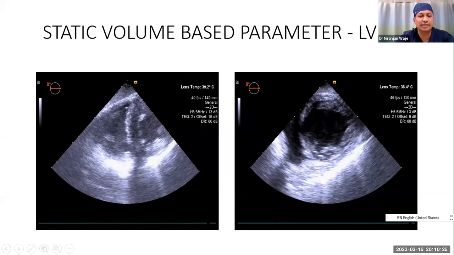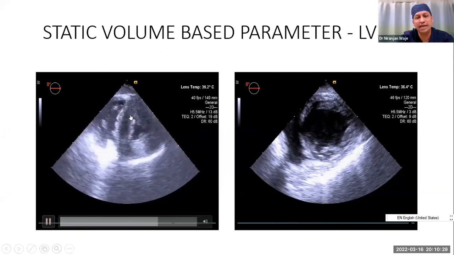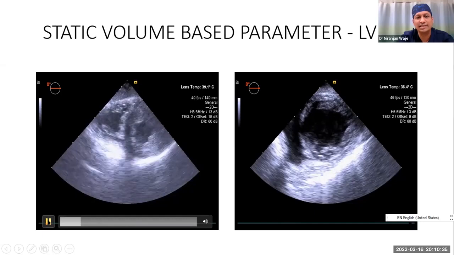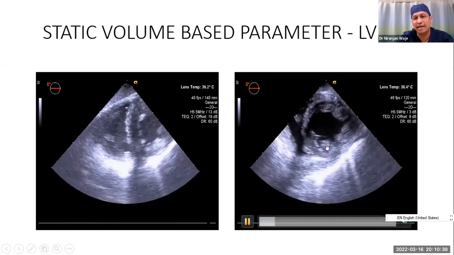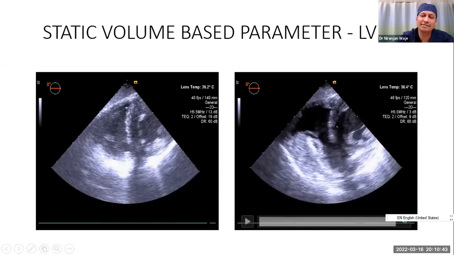On the left-hand side, this is a mid-papillary view. This is the commonest view, which we see again and again. This is the LV, this is the septum and the RV. On the left-hand side, you can see the septum and all the walls of the LV are kissing. This is called a classical kissing ventricle. The right-hand side is normal contractility. This is static, indicating the fluid status.